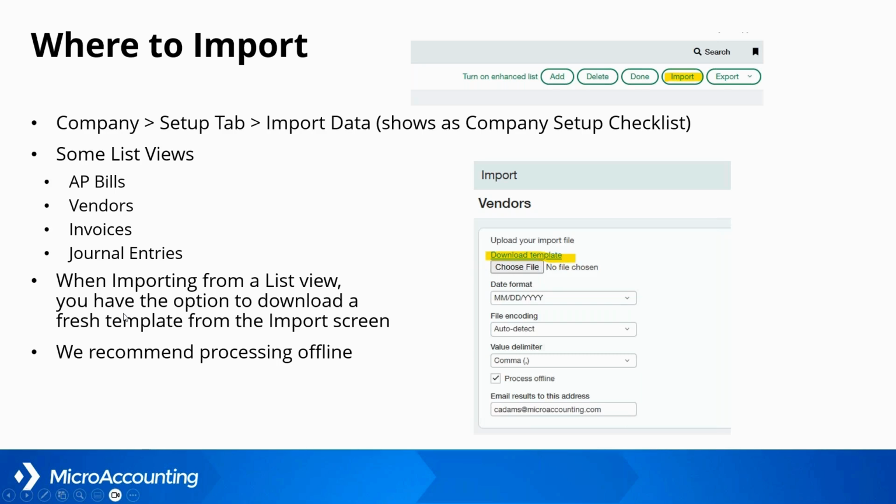We also recommend that you process all of your imports offline. Why is that? Because first, you can continue to work in Intacct while that import is going in. If it's a larger import, then it's going to take some time, and you need to be able to still continue to do your job at Intacct. Also, you will receive an email from Intacct that has not only the errors, but it also has that error file that I referred to earlier that you can use to correct any errors that you get in your import.